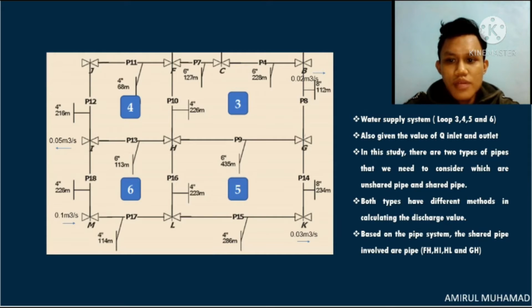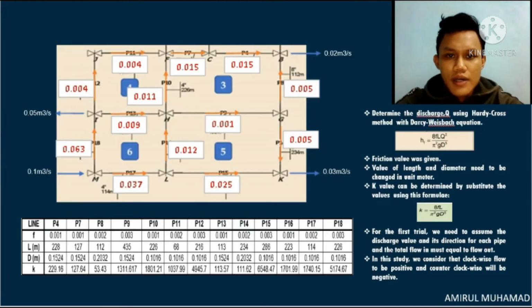So in this study, there are 2 types of pipes that we need to consider, which are unshed pipe and also shed pipe. Both types have different methods in calculating the discharge value. Based on the pipe system, the shed pipes involve pipes FH, HI, HL, and also GH. Okay, so in this study, we need to determine the discharge value using the Hardy-Cross method with the Darcy-Weisbach equation.